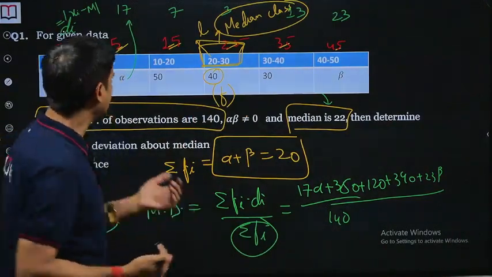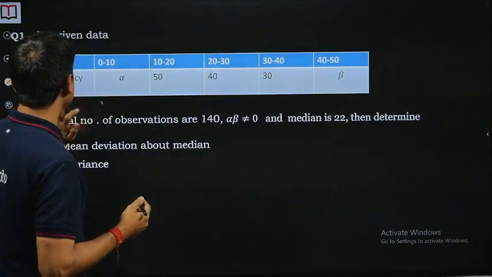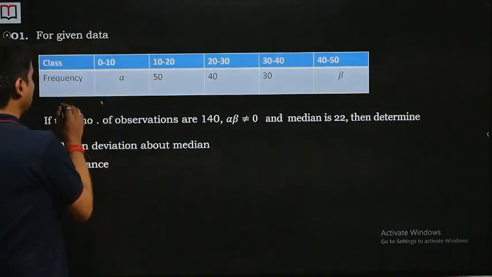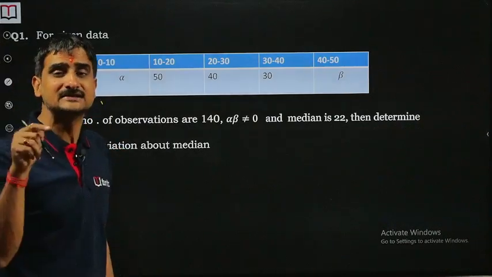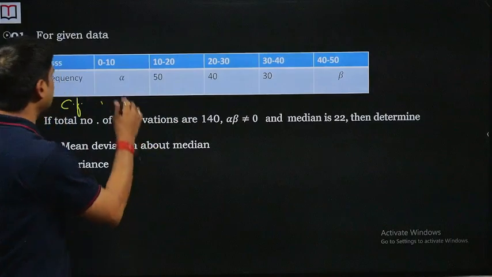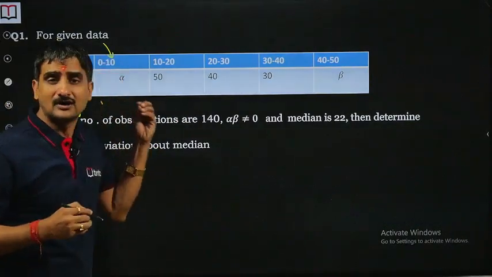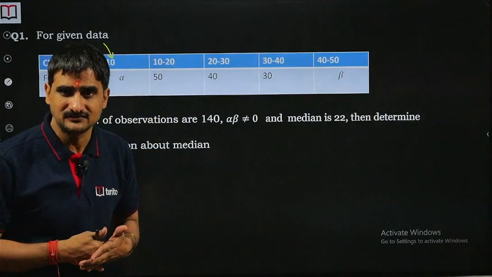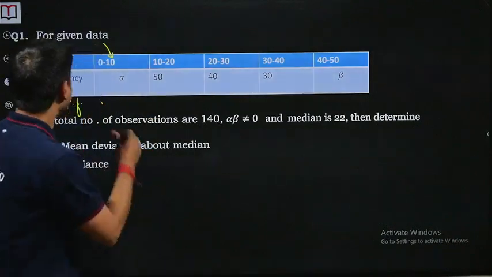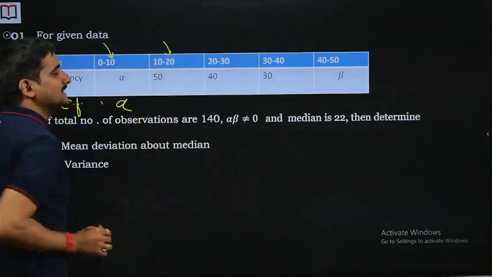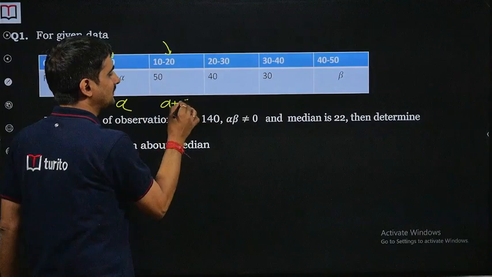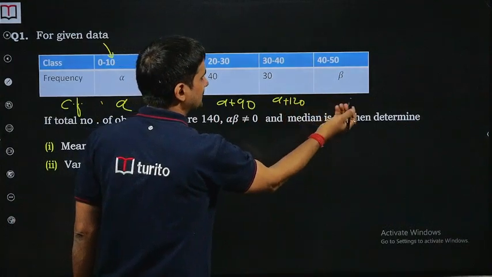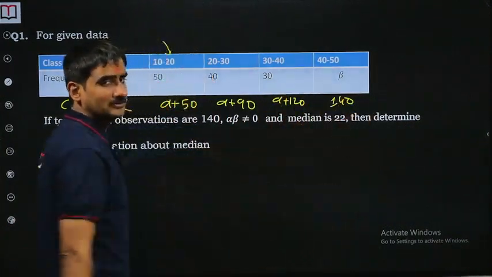But where is the cumulative frequency? When we talk about cumulative frequency here, we mean the less than cumulative frequency. We start by asking how many students got less than 10 marks, so less than the upper limit of the class interval. That is nothing but alpha. How many students got less than 20 marks? It's alpha plus 50. How many got less than the next? Alpha plus 90, and so on, alpha plus 120, and this is alpha plus beta plus 120, which has to be 140, the sum of all the observations.